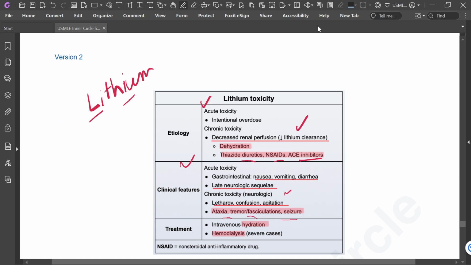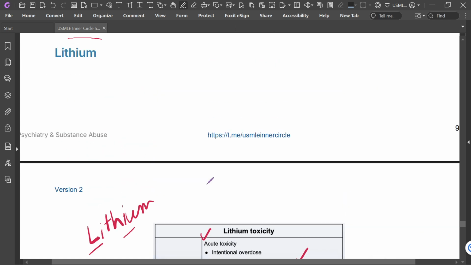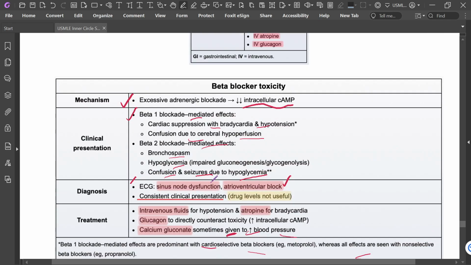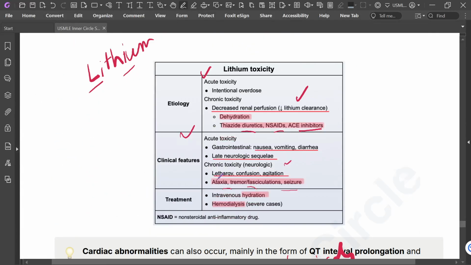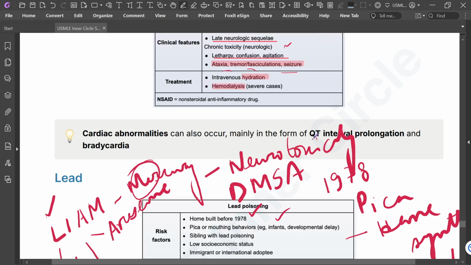So, this is all about beta blocker toxicity and lithium toxicity.